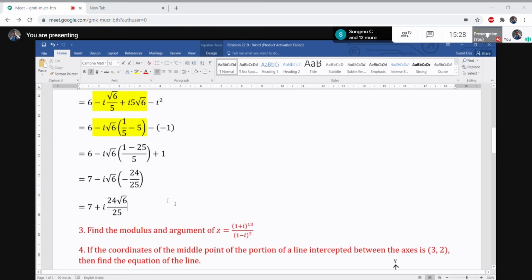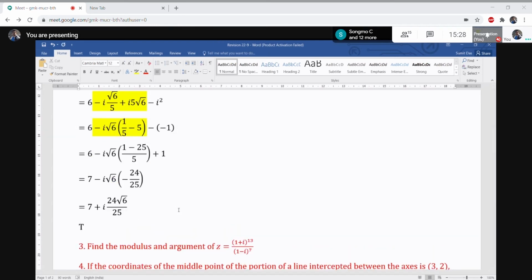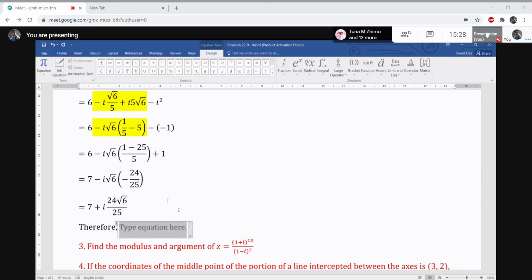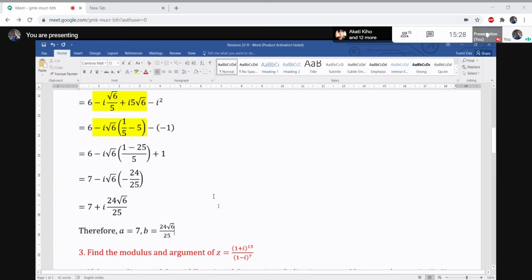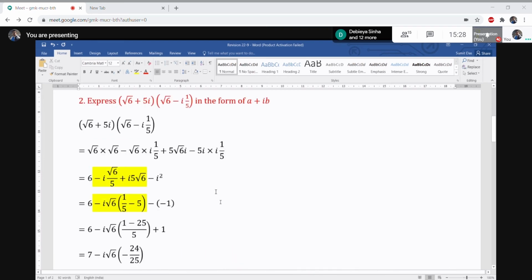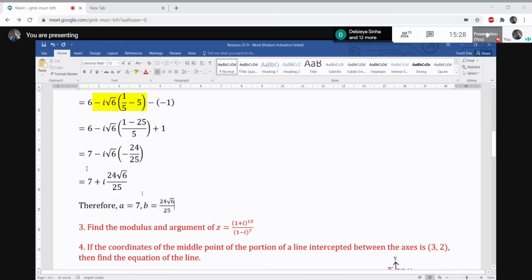So after that you have to write, therefore a equal to 7 and b equal to 24 square root of 6 divided by 25. If the question asks to convert this into a plus i b form, you must write this. Up to this one is okay, but sometimes it is better to mention this. So okay.